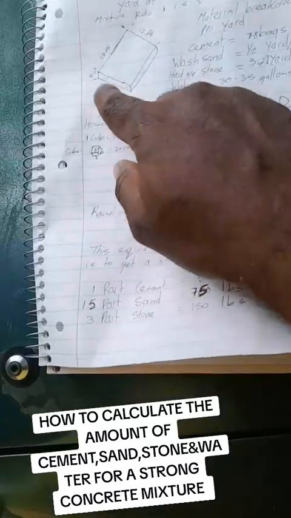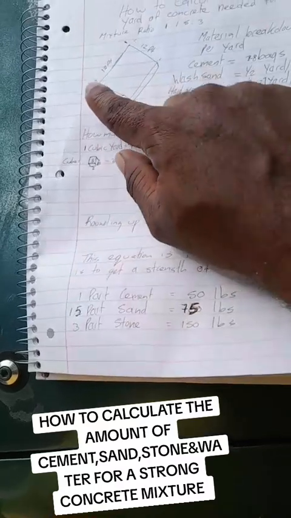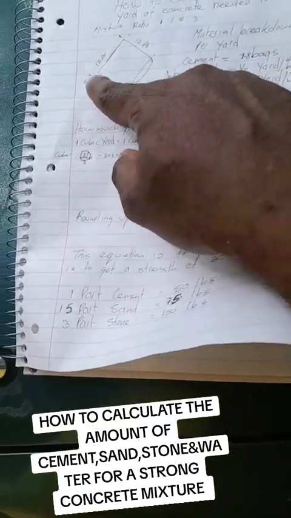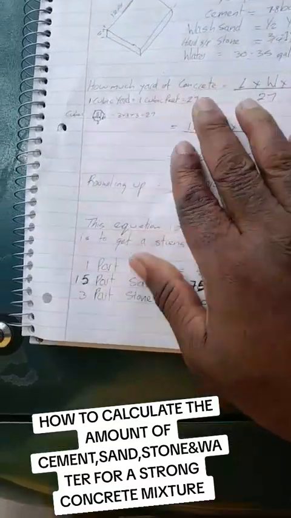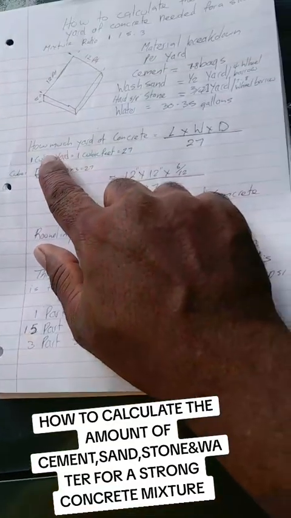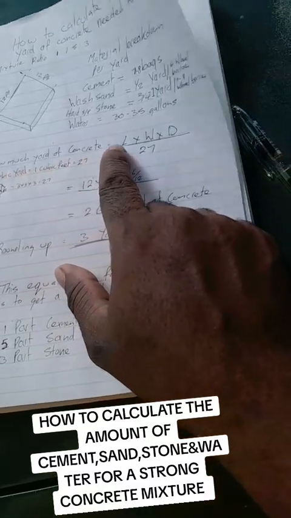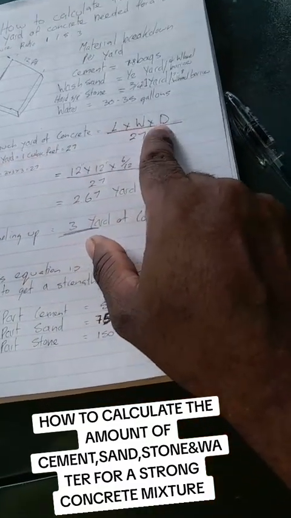Now you realize that there is a little drawing right here, showing the slab. So it is 12 feet in length, 12 feet in width, and the thickness is 6 inches. Now we're going to do some calculation right here. So we need to know how many yards of concrete. Now this is equal to length times width times depth.